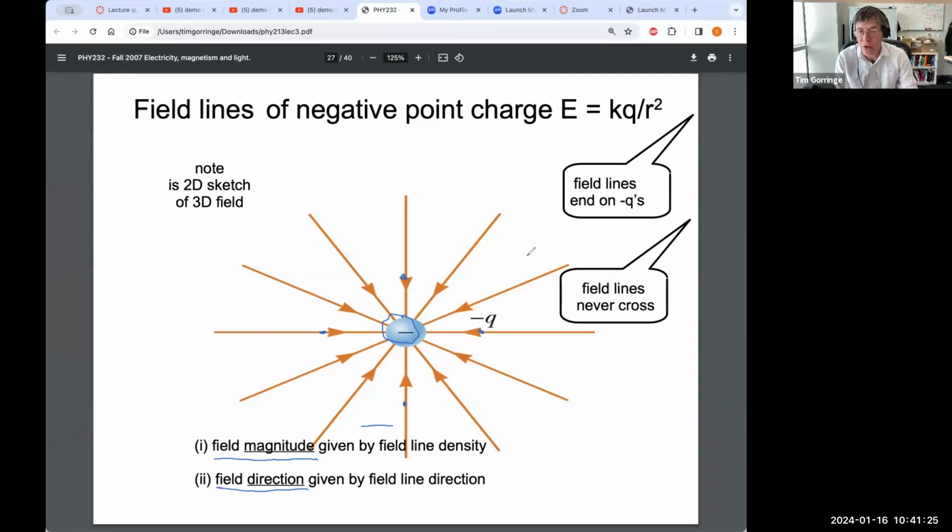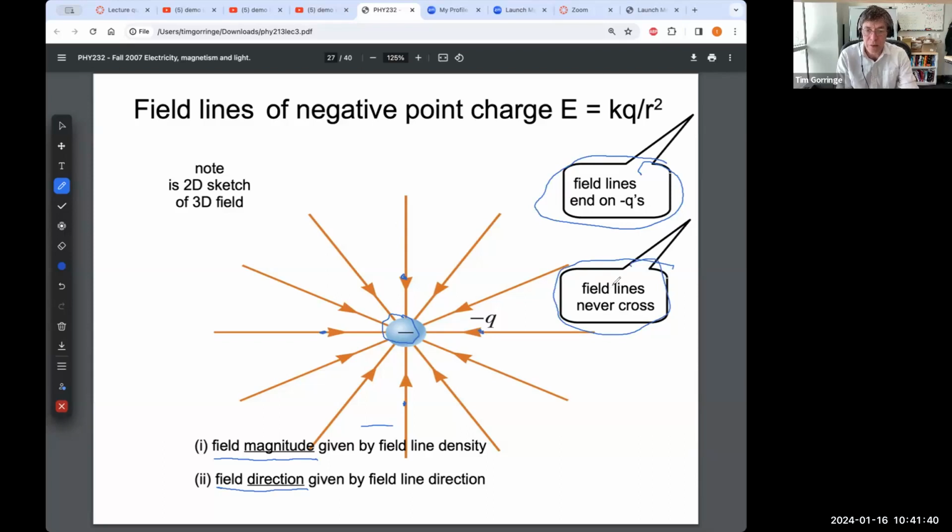Again, just these few points. The field lines start on positive charges. That's the only place they can start. And they end on negative charges. They only end on negative charges. And the field lines never cross. They can never cross one another, because if they did cross one another, it would be ambiguous what the direction of the field is. And again, remember, we've got to be a little careful. I'm drawing a two-dimensional sketch of a three-dimensional field.